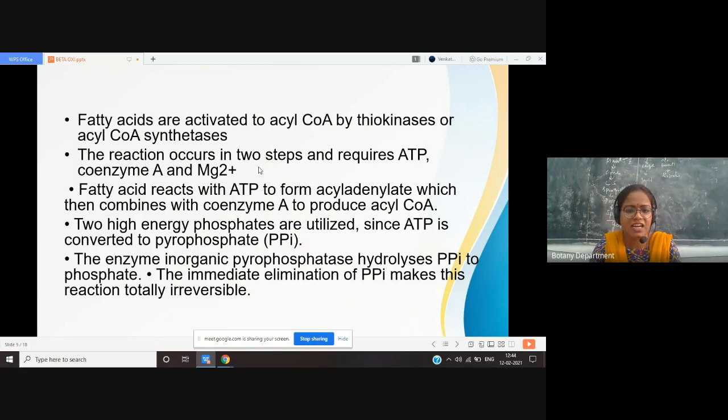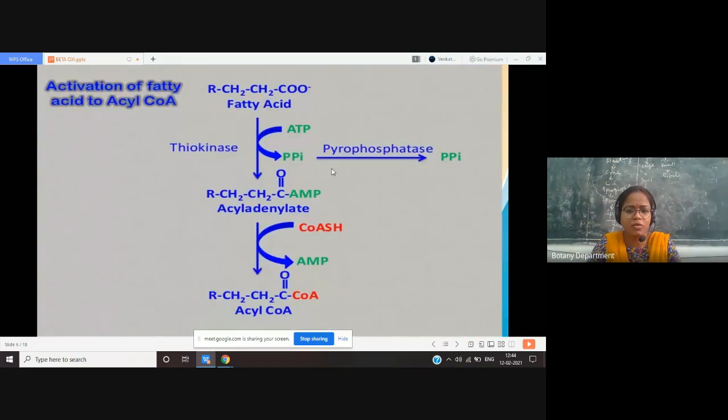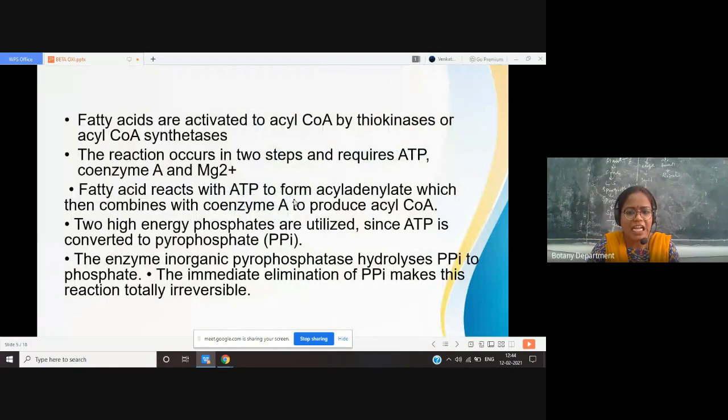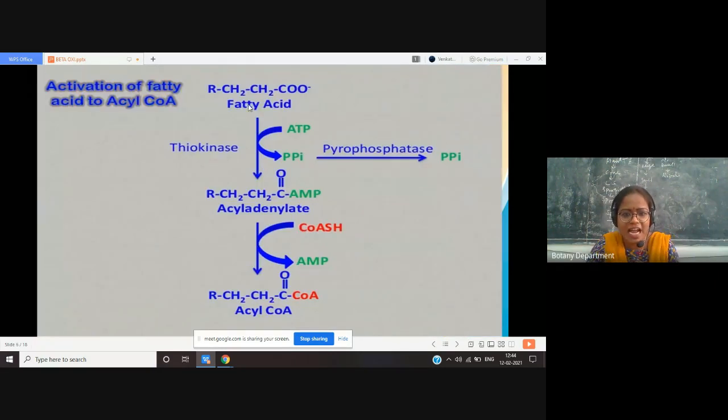This reaction occurs in two steps. Can you see two steps here? First step and second step. Fatty acid reacts with ATP to form acyl adenylate. First step clear? Here AMP is formed, adenosine monophosphate. ATP, adenosine triphosphate. PPi, inorganic phosphate.